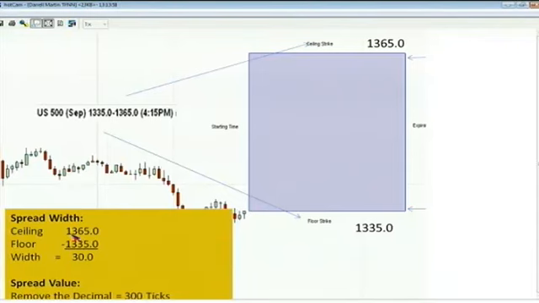And then your ceiling is going to be right here. So you've got your ceiling, which is on the right side, and your floor, which is on the left side. So 1335, then 1365. So you can see right there how that works. And once you understand, okay, this is a floor, this is a ceiling, you're halfway there, okay? It expires at 4:15 Eastern Time. All times on the Nadex Exchange are going to be in Eastern Time. So it's going to expire right here.